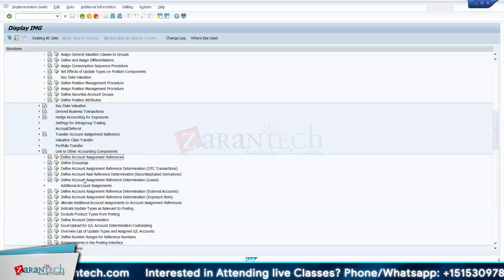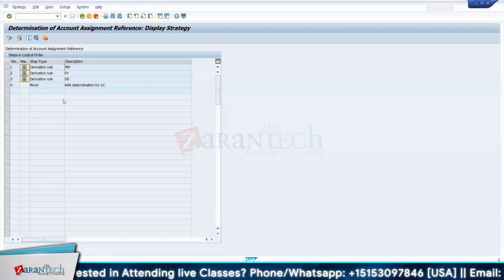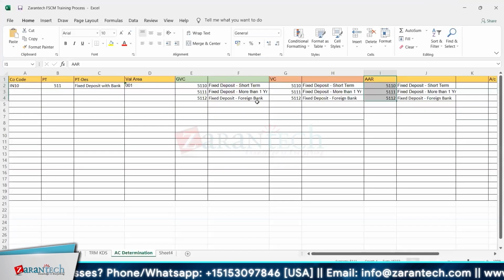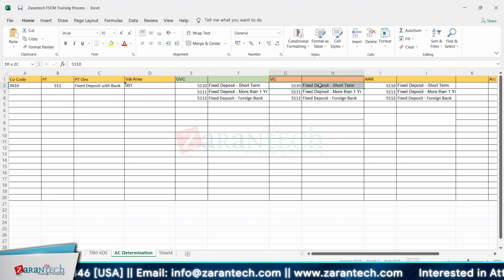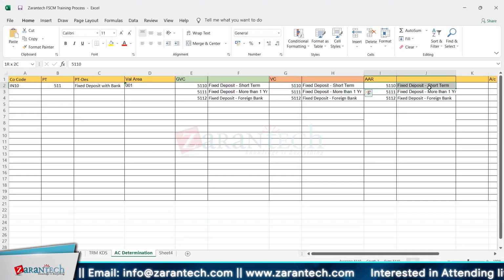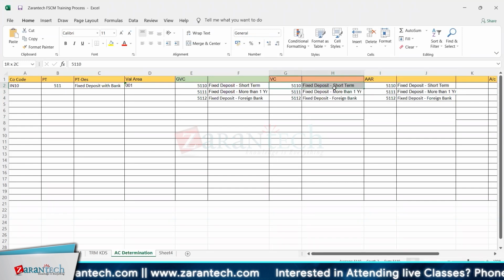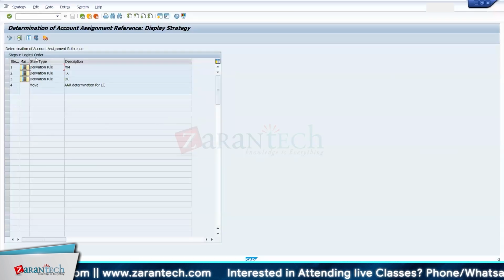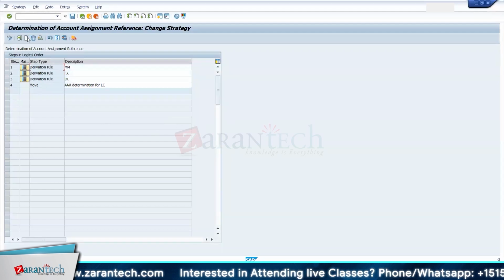So what is the next step now? I'll go and create the derivation rule. This is the transaction we were trying to create last week, but there were some authorization issues. So now I'm going to set up the derivation rule. Derivation rule means when I create the product, if I say this is my valuation class, then the accounting entry, GL account determination should happen for this valuation class. So here I'm going to create that derivation rule.